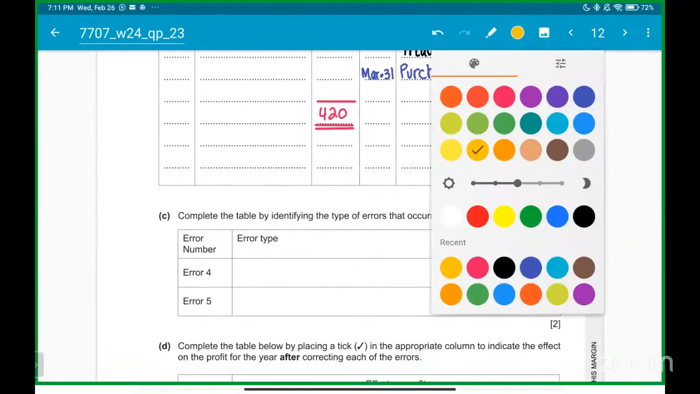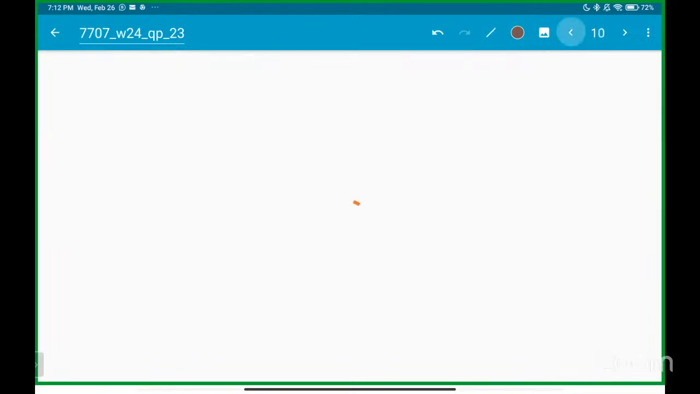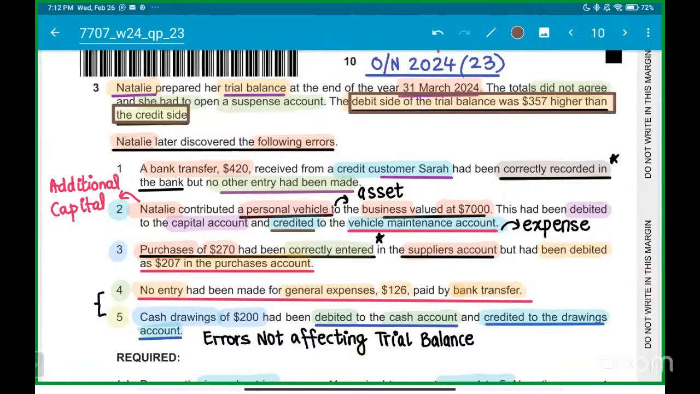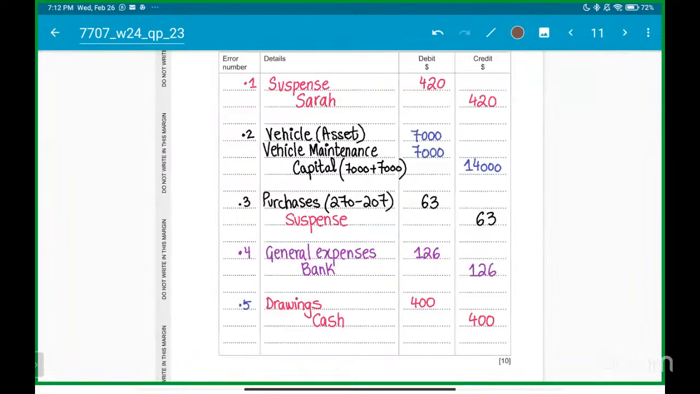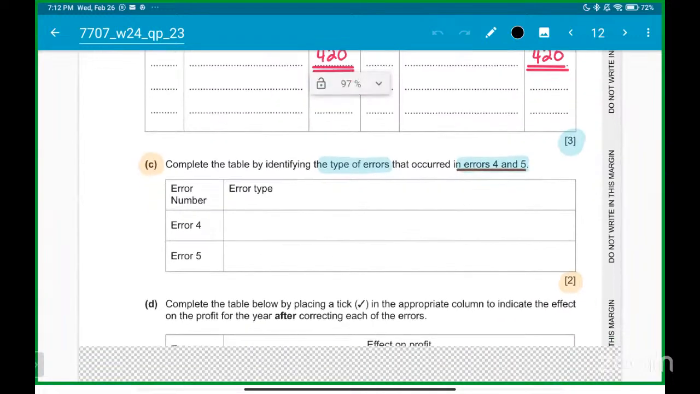The next thing is part C, which is very common these days, where they want you to know the types of errors. Complete the table by identifying the type of errors that occurred in errors 4 and 5. Be very careful that you only go for error number 4 and 5. Error number 4, because no entry was made, is an error of omission. Error number 5, because the debit was recorded on the credit side and the credit on the debit side, is an error of complete reversal.